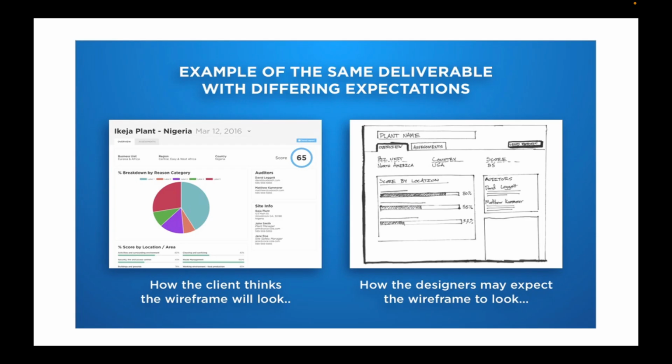Example of the same deliverable with differing expectations. On the left hand side of the screen, you are seeing how the client thinks the wireframe will look. On the right hand side, how the designers may expect the wireframe to look. So on the left hand side, we have a colorful design which is presented here. On the right hand side, only the black and white sketch we have given for the wireframe from a designer perspective.